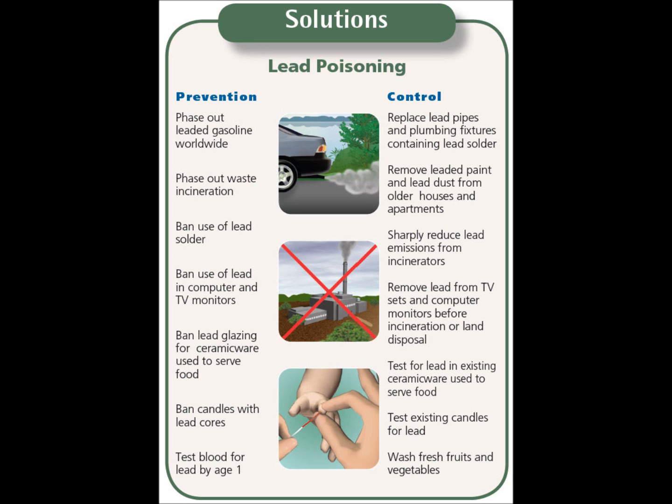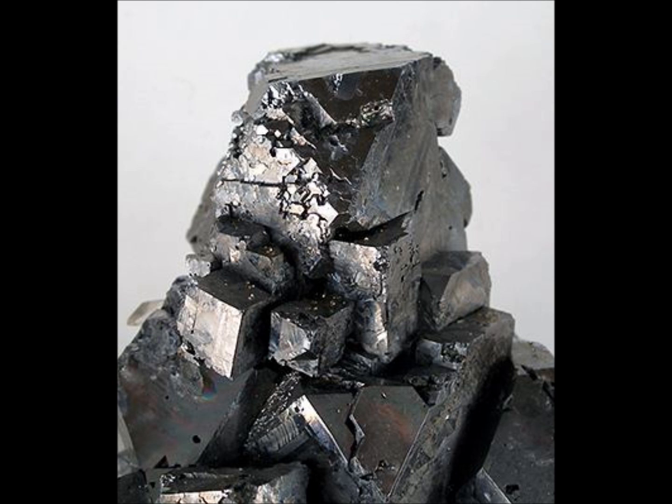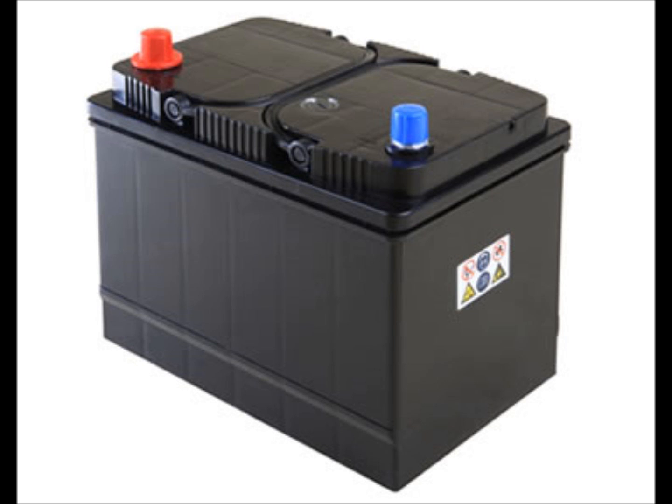A very harmful and poisonous pollutant is lead. It is a harmful element that cannot break down in nature, so it must be avoided in general in order to prevent harm. Excess exposure to this element can cause unsafe blood levels of lead, which lead to severe health problems. However, there are many ways to prevent this, such as phase out leaded gasoline worldwide, phase out incineration, ban the use of lead solders, ban the use of lead in computer and TV monitors, and test blood for lead by age 1.